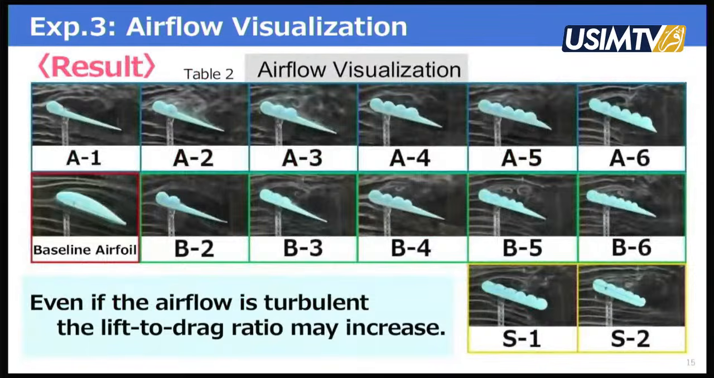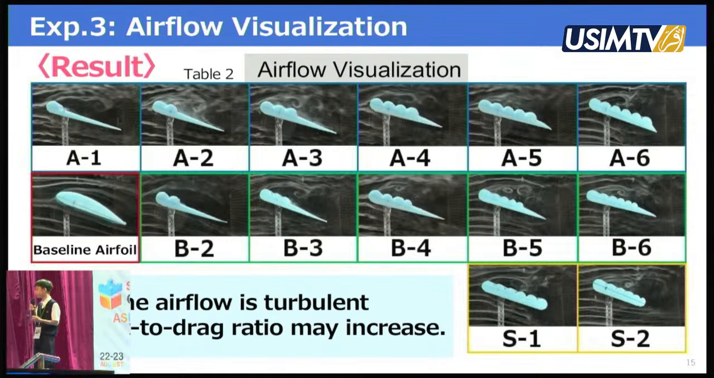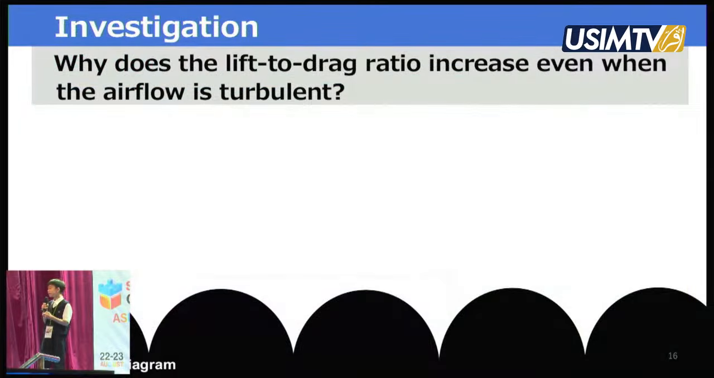And as a result, as you can see, the baseline airfoil flow goes along the wing, but a vortex forms on the third wave, and multiple vortices form simultaneously when the wave count was 4 or more. So that's when I investigated why the lift-to-drag ratio increases even when the airflow is turbulent.